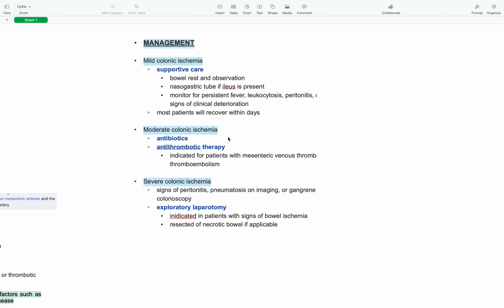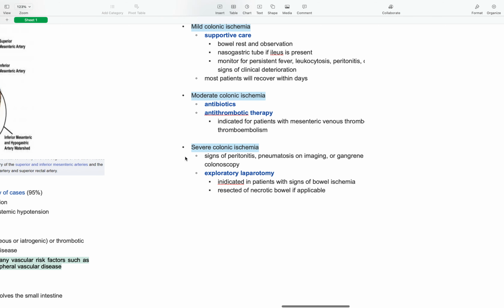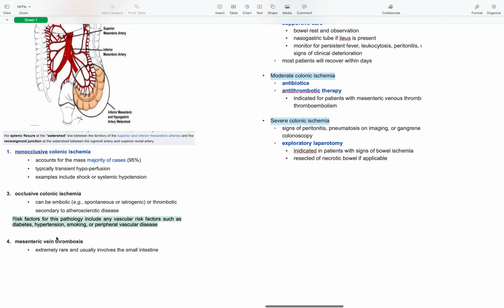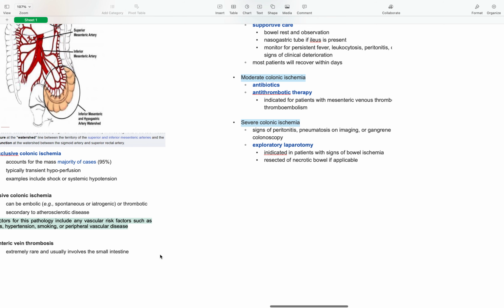For moderate colonic ischemia, you always need to add antibiotics. Antithrombotics are added in case of mesenteric venous thrombosis. This is one of the presentations as well, though extremely rare, and it usually involves the small intestine. If that is so, then you may add antithrombotic therapy.